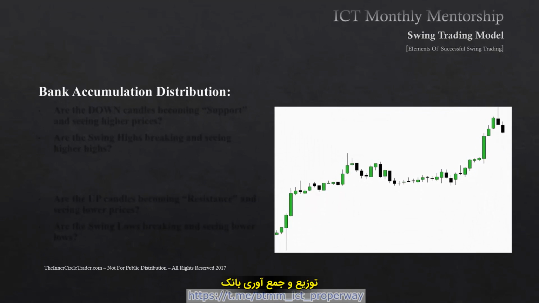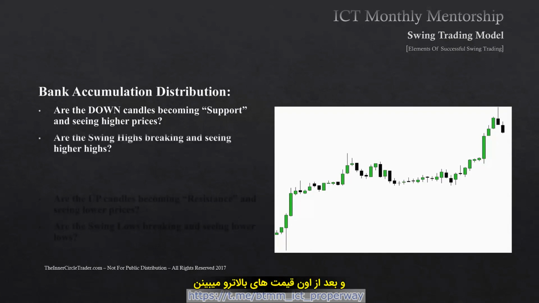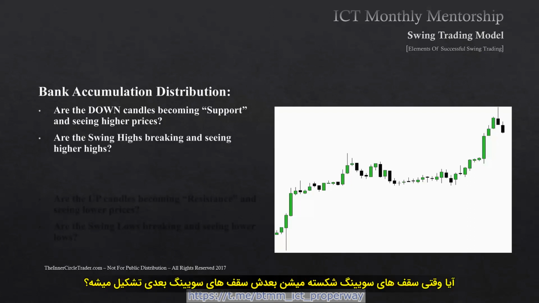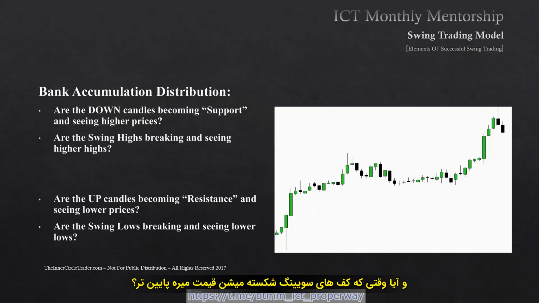Bank accumulation and distribution is seen by studying the price action. While price is moving higher, are all the down candles becoming support and seeing higher prices thereafter? And are the swing highs breaking and seeing higher highs after the swing highs are broken? And in down markets or bearish markets, are the up candles becoming resistance and seeing lower prices thereafter? And are the swing lows breaking, and are we seeing lower prices as a result?